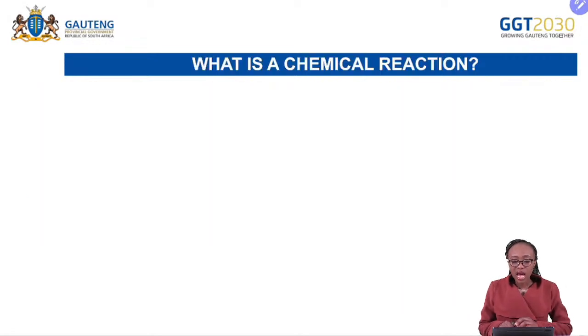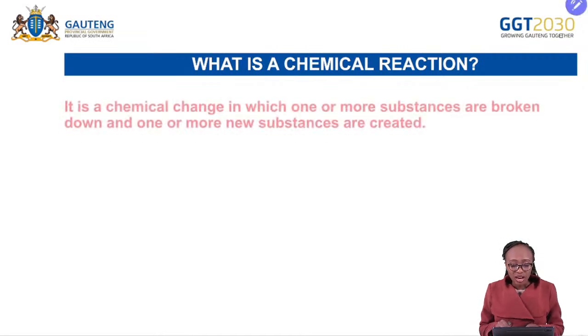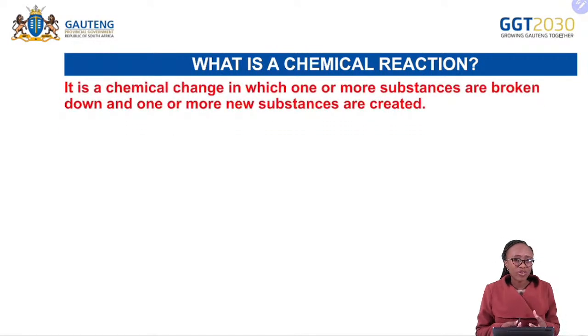Okay, so now let's move on to the next slide. In our next slide, the question is, what is a chemical reaction? Think about it. We've defined it already in our terminology. We said it is a chemical change in which one or more substances are broken down and one or more new substances are created. Remember, in our previous lesson, we talked about a rearrangement of atoms.